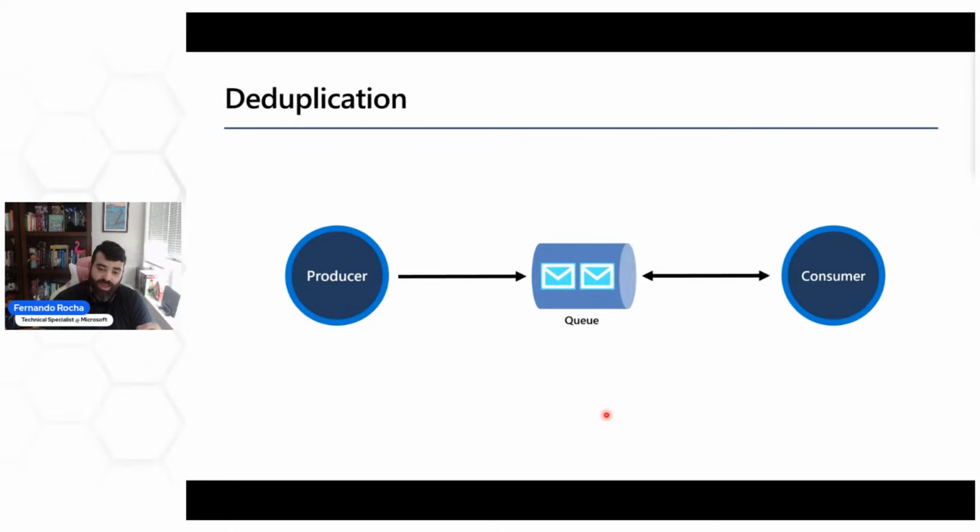At that particular time, if you have duplication enabled in your queue, Service Bus is going to automatically discard that duplicated message. All right? And the consumer is only going to see one to process.